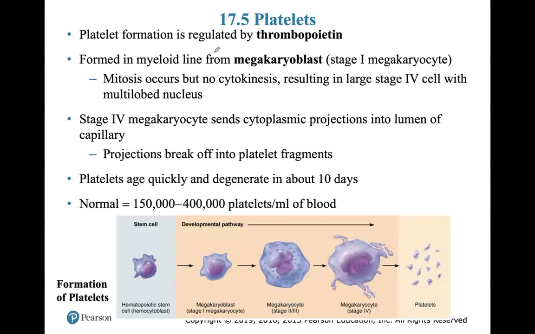All right, so platelet formation is regulated by a hormone called thrombopoietin. Again, it starts from the hematopoietic cell or hemocytoblast. It goes through several developmental pathways and finally develops into the stage 4 megakaryocyte. Up to here, it's a normal cell. But after this, it fragments into lots of pieces and forms platelets. So from stage 4 megakaryocytes, platelets develop. They don't live very long, only 10 days. And we have approximately 150 to 400,000 platelets per ml of blood.